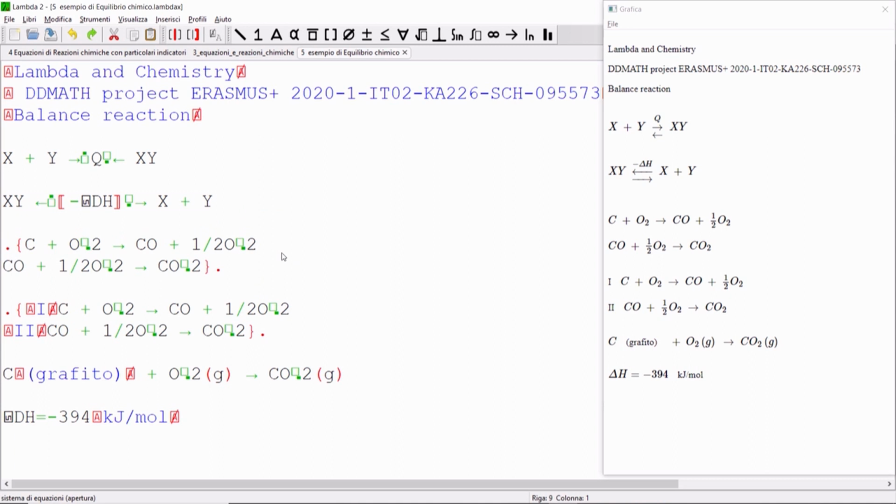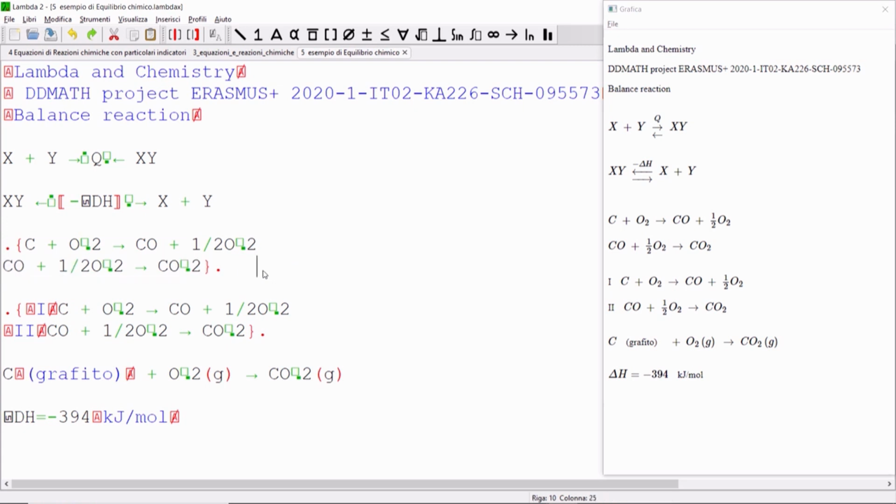Here is an example. Open system of equations, C plus O, subscript 2, right arrow, C, O, plus 1, simple fraction, 2, O, subscript 2, carriage return. C, O, plus 1, simple fraction, 2, O, subscript 2, right arrow, C, O, subscript 2, close equation system.